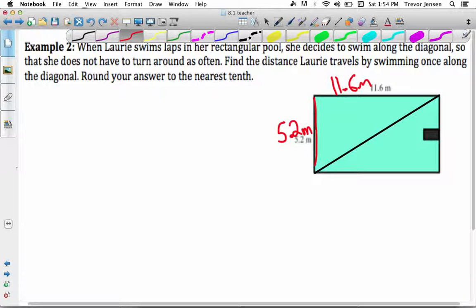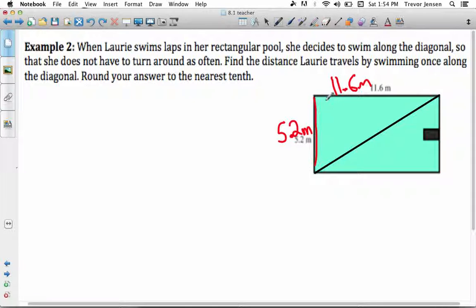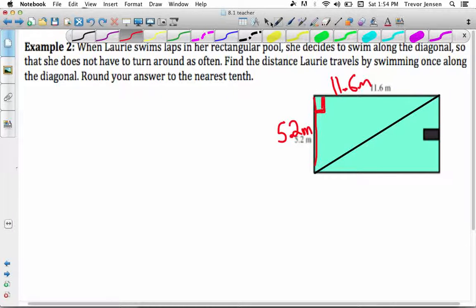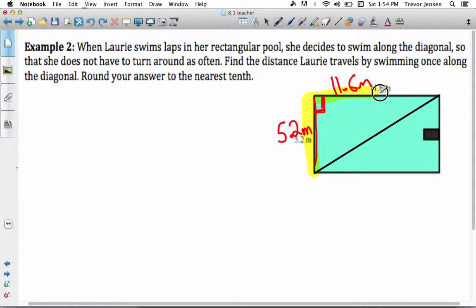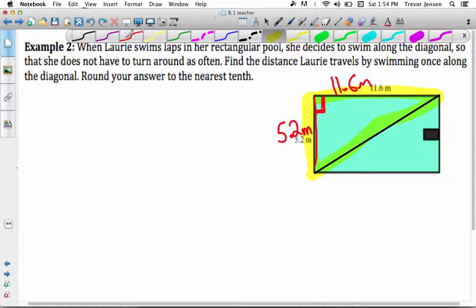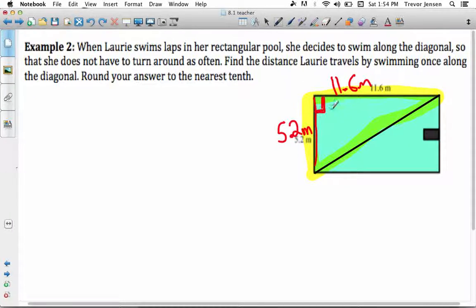So first thing I'm going to do is notice that I have a right triangle here. I have my right angle right here, and I'll just highlight my triangle so you can see it. So here's my triangle, here to here to here. And once again, it's given me two side lengths, which are the two legs, and it's asking me to find the length of the diagonal, which is the hypotenuse. I can tell that the diagonal is my hypotenuse because it is across from the right angle.